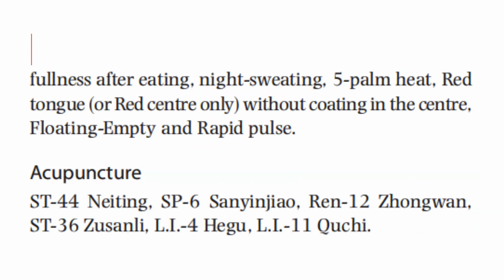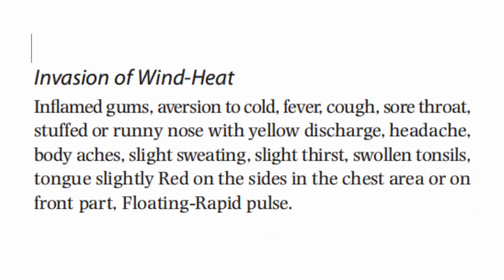Acupuncture points that you can use for this: Ren 12, stomach 36, large intestine 4, large intestine 11. So we have invasions of wind heat. Inflamed gums with aversion to cold, fever, cough, sore throat, stuffed or runny nose with yellow discharge, headache, body aches, slight sweating, slight thirst, swollen tonsils, tongue slightly red on the sides and the chest area or front part. This is a floating rapid pulse.